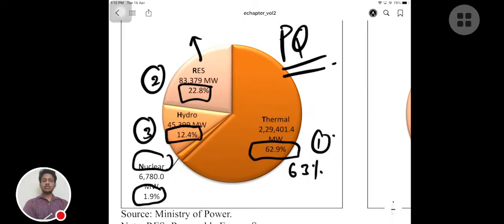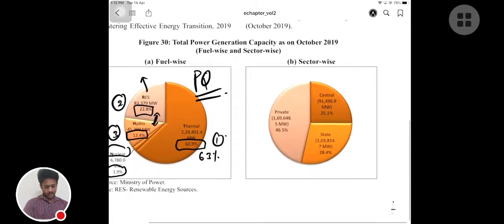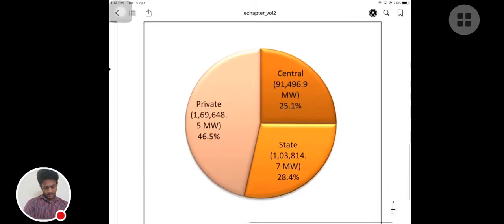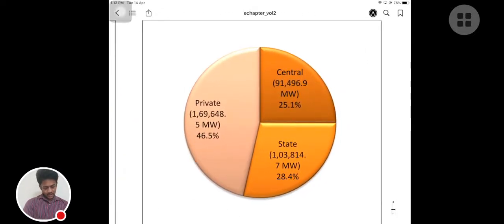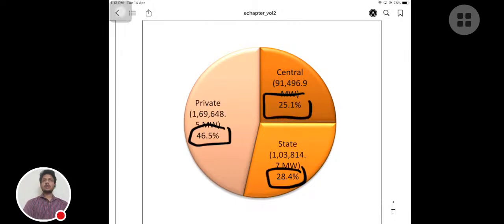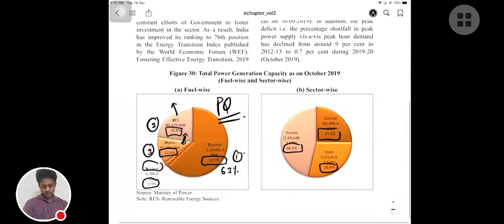Got it? So 63% thermal, as usual we can remember this, but where we confuse more is between hydro and renewables. Hydro is 12.4%, that is third rank only. But when it comes to renewable energy sources, that is second rank. This is from the Ministry of Power. And when it comes to sector wise, private is giving more power, after that it is state, after that it is center. These are the power producers by ownership. Got it? Sector wise. This is one important thing.